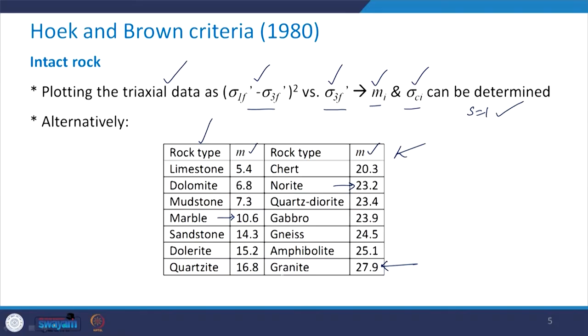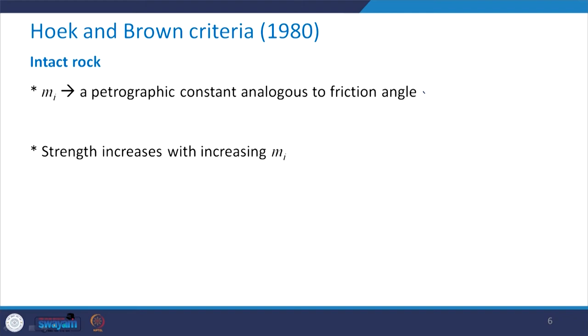As the quality of the rock gets better, it corresponds to a larger value of M. You can see here that granite has a large value of M as 27.9. So, basically this Mi is a petrographic constant which is analogous to the friction angle, and the strength increases with increasing values of Mi.